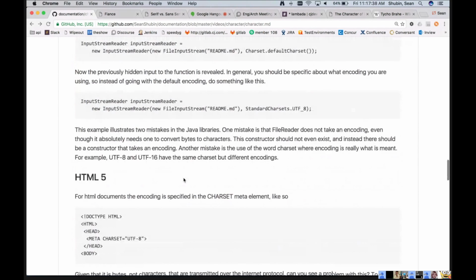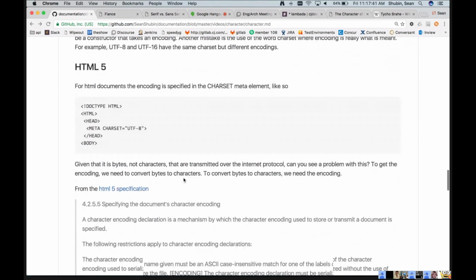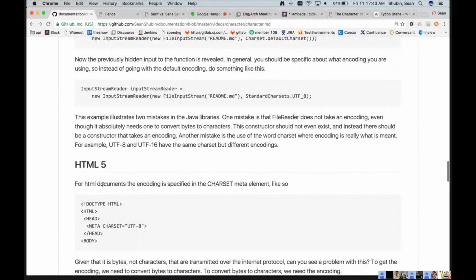And that will lead me back. So let's look at HTML documents. How do we specify an encoding? And this is one thing that annoys me about Java: they call it charset, and it's really not a charset.